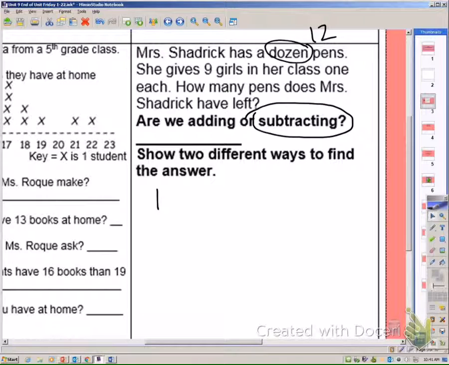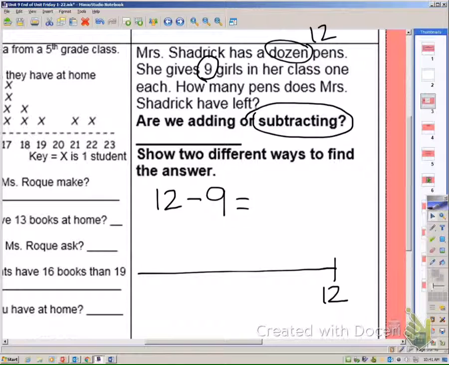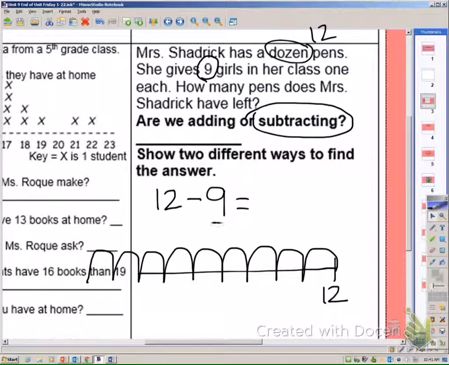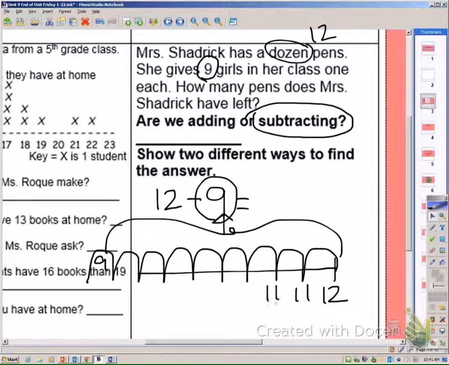So I can do the 12 pens minus the 9 she gave to the girls to figure out what she has left. I could do a number line, start with the 12. When you subtract, you go back. 1, 2, 3, 4, 5, 6, 7, 8, 9. And I jumped 9 jumps because that represents the 9. And now I'm going to go back. 11, 10, 9, 8, 7, 6, 5, 4, 3. That is one way you could have done it.